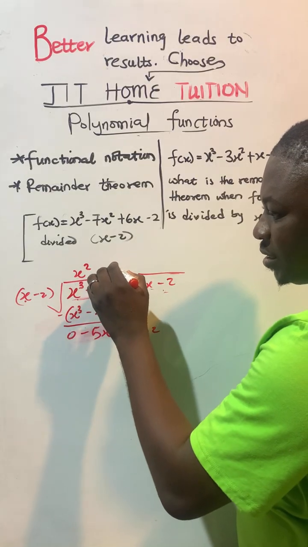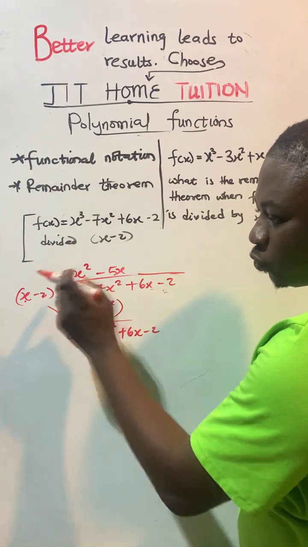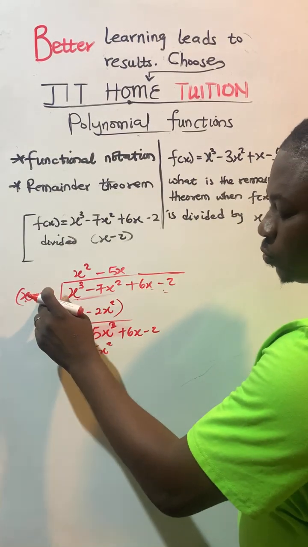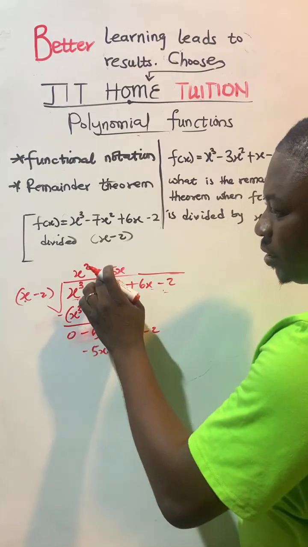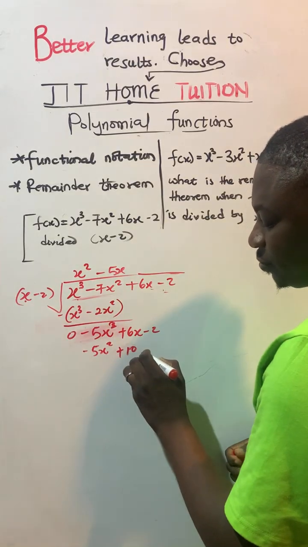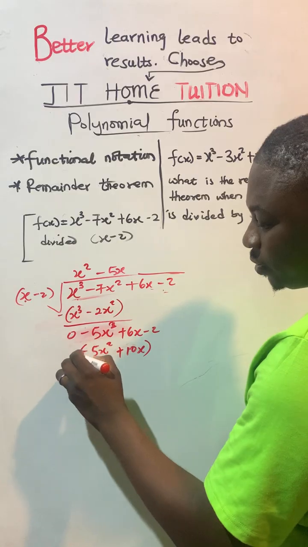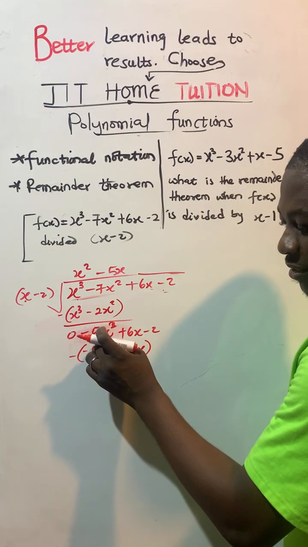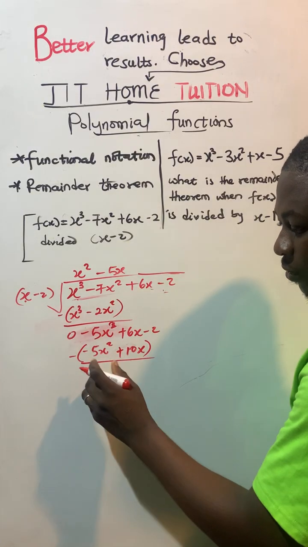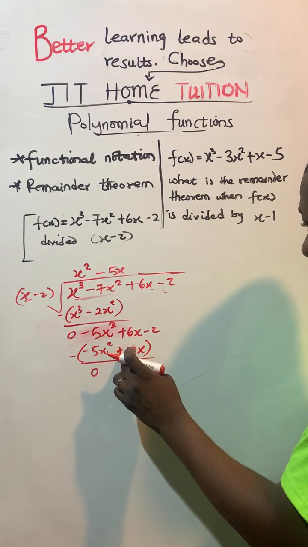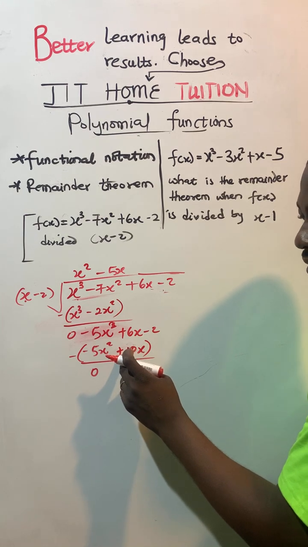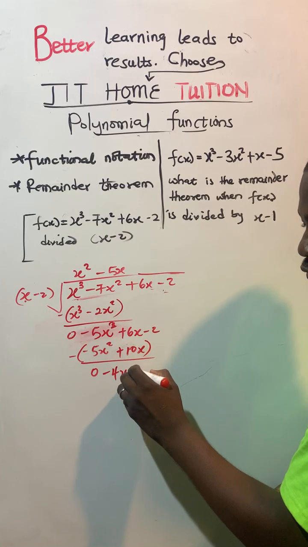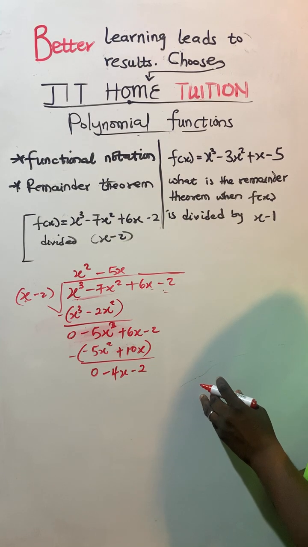Now when it divides it, what do you have? You have negative 5x. Then it will multiply it again, giving you negative 5x squared. Then this one will also multiply, giving you plus 10x. So you subtract. Negative will be positive, plus this negative, and that will give you 0. The negative will affect this one, so that will become negative 10x plus 6x, so you have negative 4x. Then you bring the 2 over here. I hope you are following.